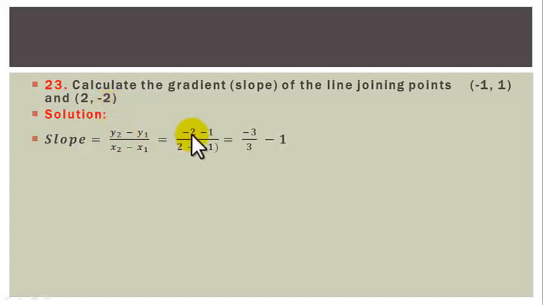So y2 is -2 minus y1, which is 1, divided by x2, which is 2, minus x1, which is -1. -2 minus 1 is -3, divided by 2 minus -1, which is 2 plus 1, which is 3. -3 divided by 3 will give us -1.